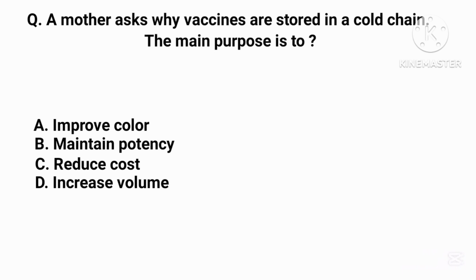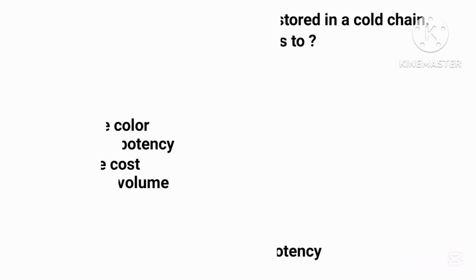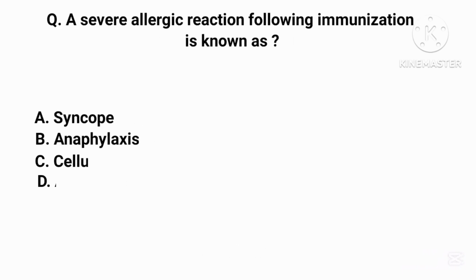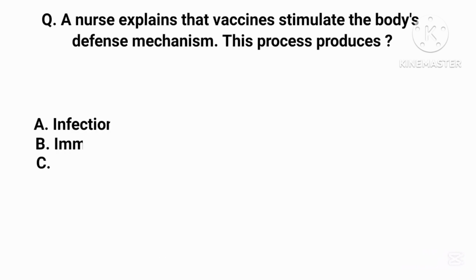A mother asks why vaccines are stored in a cold chain. The main purpose is to. Correct answer is option B. Maintain potency. A severe allergic reaction following immunization is known as. Correct answer is option B. Anaphylaxis. A nurse explains that vaccines stimulate the body's defense mechanism. This process produces. Correct answer is option B.